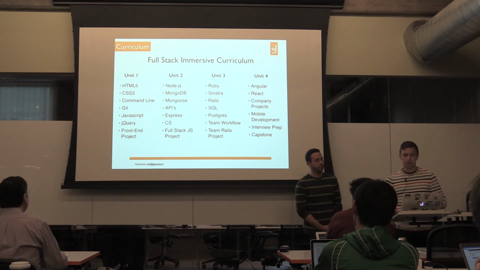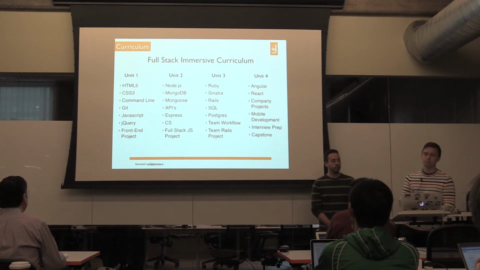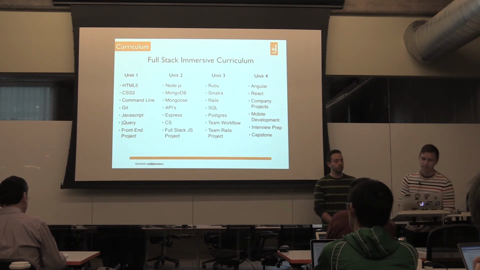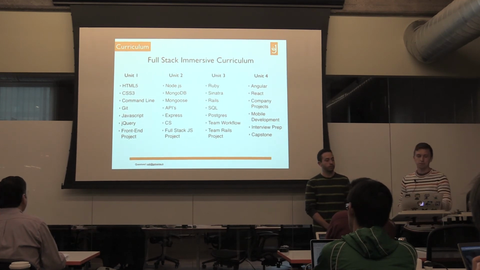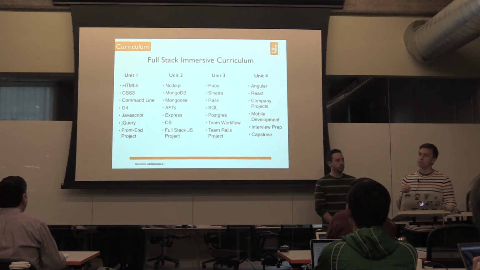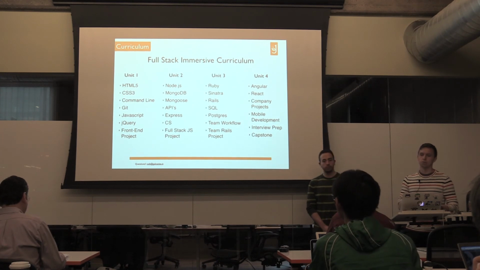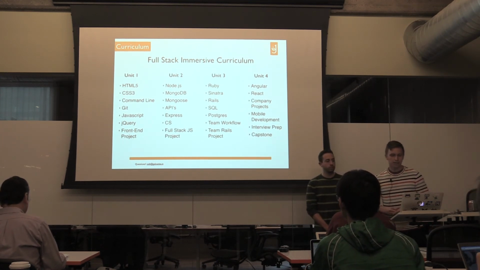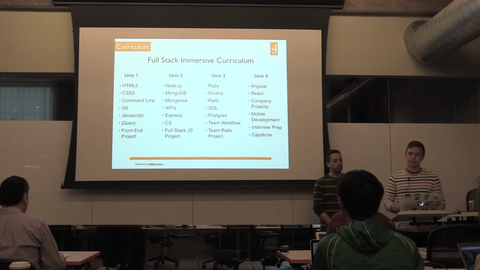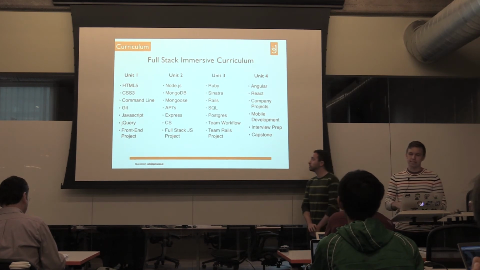So we have a project here, a front end project. Node.js, MongoDB, Mongoose, APIs, Express, computer science. And then you have a full stack JavaScript project. And then we cover Ruby and Sinatra and Rails and SQL and Postgres, working on a team. And then we have a team project in Rails. And the last unit is Angular React.